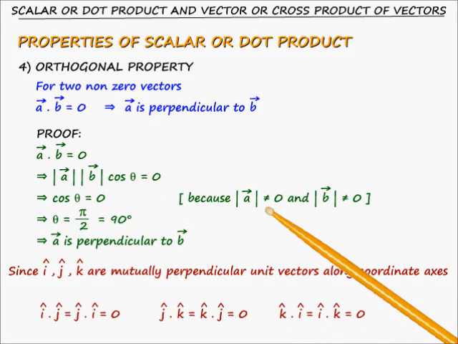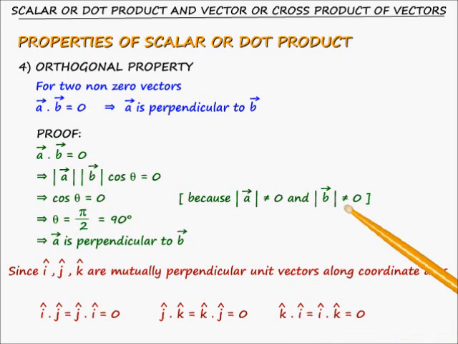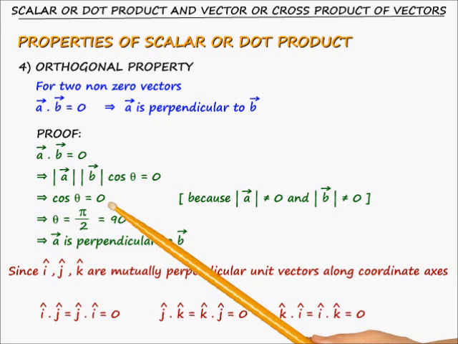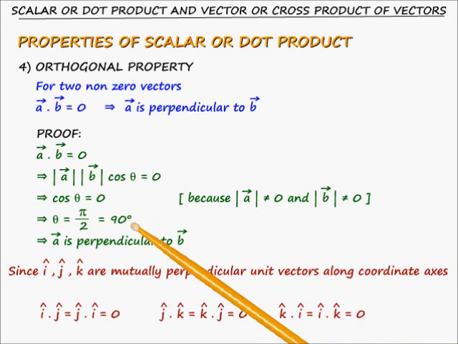Since mod A is not equal to 0 and mod B is not equal to 0, therefore cos theta equals 0, or theta equals 90 degrees. From this property we may interpret that the dot product of unit vectors i cap, j cap and k cap along the x, y and z axes respectively is always equal to 0.